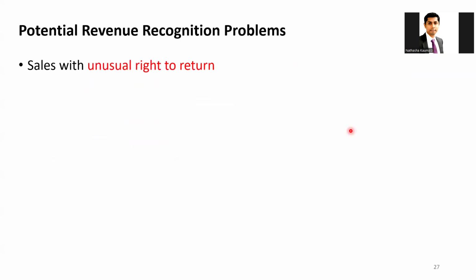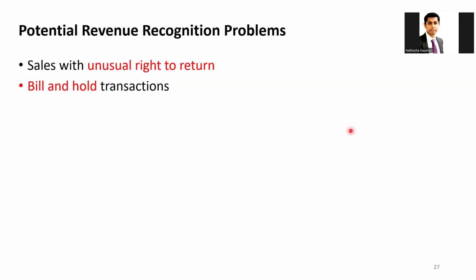And then potential revenue recognition problems, I would say, because revenue recognition is very important. Maybe sales with unusual right to return. When you go and check the sales contract, unusually there's a note that is beyond our normal routine conditions. Unusual rights are there to return the goods. So when you have such conditions, you have to be very careful whether you are going to recognize the revenue or not.